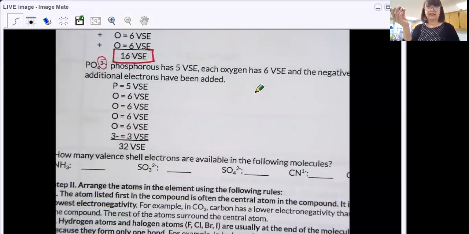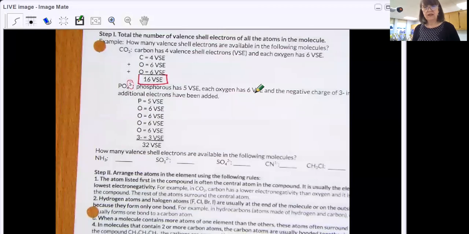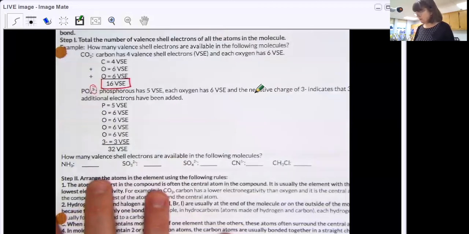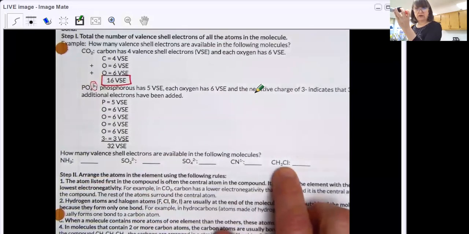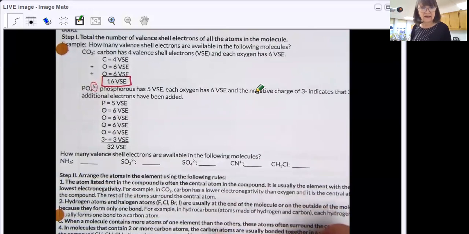So I would like you to try adding these up. Go ahead and take a second and pause. Add these up. Just to remind you, this is Cl, chlorine, not Ci. Pause this and then come back and we will check your totals.